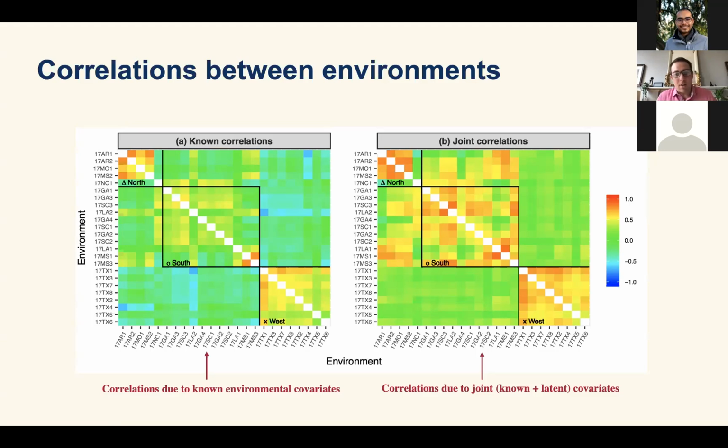On the right-hand side is basically the new approach, where we use a combination of the environmental covariates as well as the latent factors, and it really boosts up those correlations. And it's not like it's just overestimating the correlations or anything like that, but rather it's because it's capturing more of the genotype by environment interaction. And so now we can really see that there's a lot more similarity within the South, a lot more within the West, and then there's also that similarity within the North and the South.